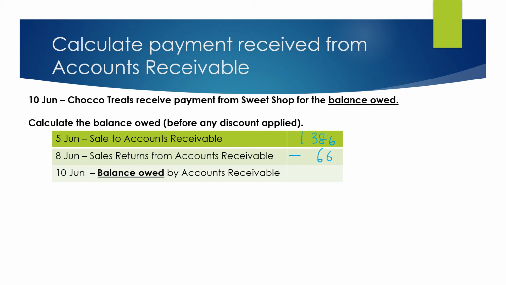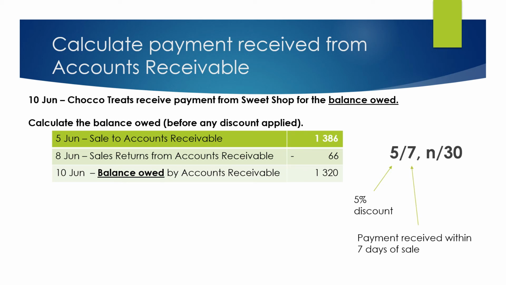This reduces the amount owed by the accounts receivable by $66. Therefore, on the 10th of June, the net amount or the balance owed by the accounts receivable was $1,320. Next, we need to check the credit terms that were offered to the accounts receivable. In this case here, we can see that a 5% discount will be given to the accounts receivable if payment is received from the accounts receivable within 7 days of sale.